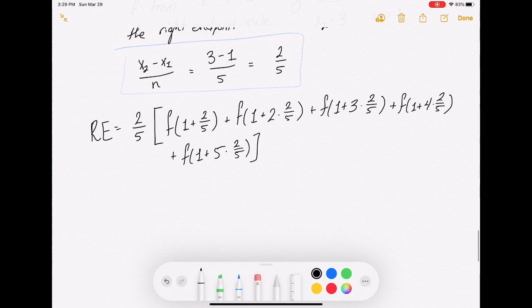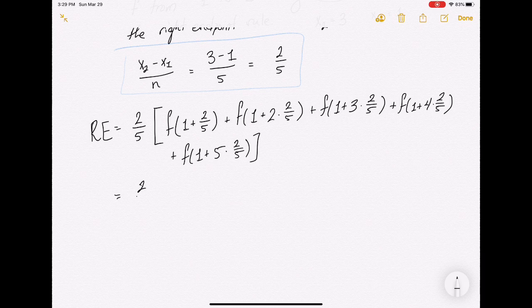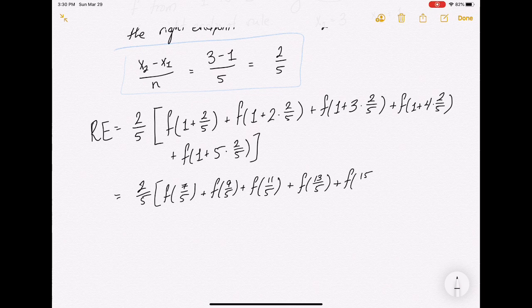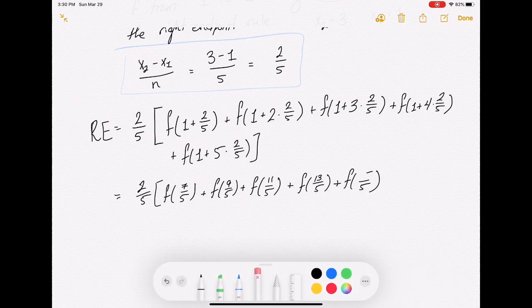Then we can rewrite this as 2/5 times f of 1 plus 2/5. Every time I see the 1, I'm thinking about that as 5/5. So 5/5 plus 2/5 is 7/5, plus f of 9/5. You'll notice I'm just adding 2/5 each time. 11/5, 13/5, 15/5. And what is 15/5? Well, that's just 3. And once again, that's f of x2.